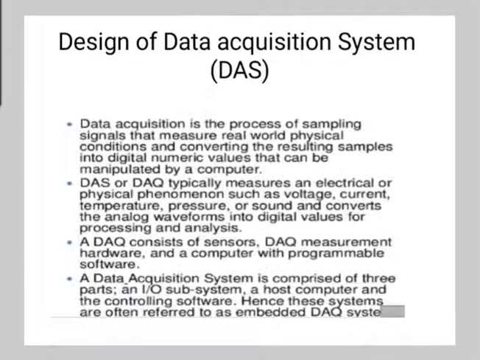Then the next point is DAS, that is data acquisition system. So what is data acquisition? Data acquisition is the process of sampling the signal which measures real world physical conditions and converts the resulting sample into digital numeric values that can be manipulated by a computer. And the data acquisition system, abbreviated as DAS or DAQ, typically converts the analog waveform into a digital value for processing.